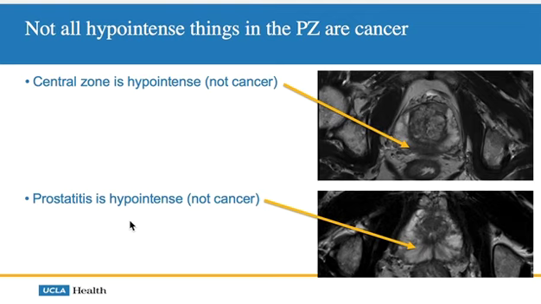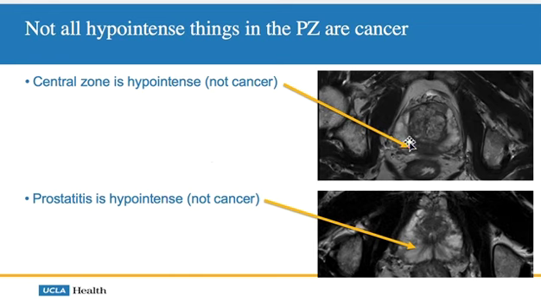So one of the things that can be tricky about prostate MRI is that we've shown some examples of dark things, or hypointense things, in the peripheral zone that are malignant, but there can be things in the peripheral zone that are hypointense or dark that are not cancer. So that's the title of this slide: not all hypointense things in the peripheral zone are cancer. Here's a couple examples of that.